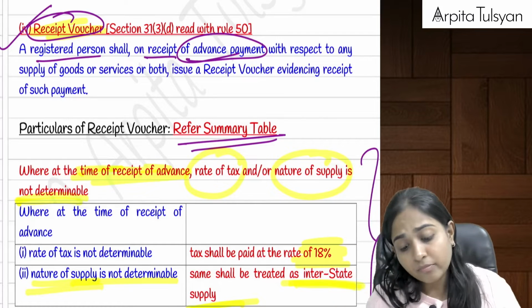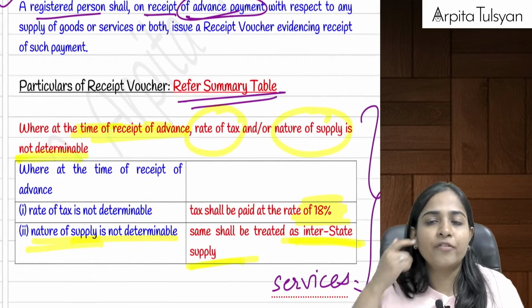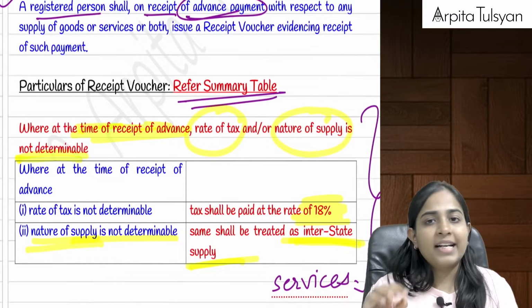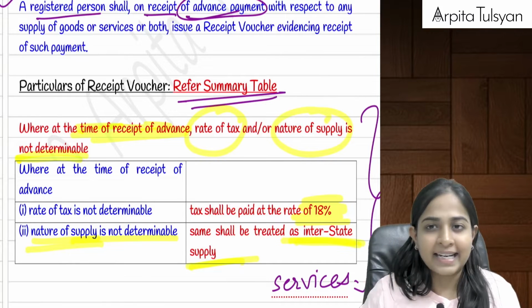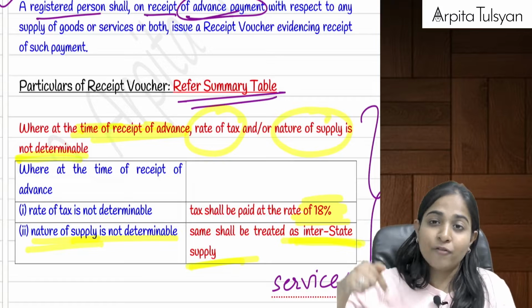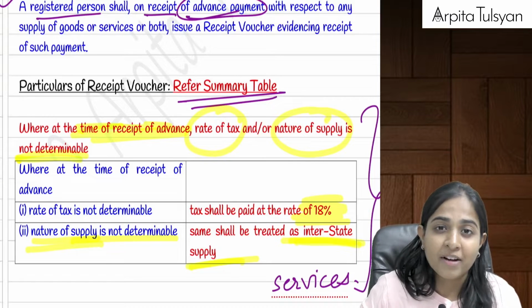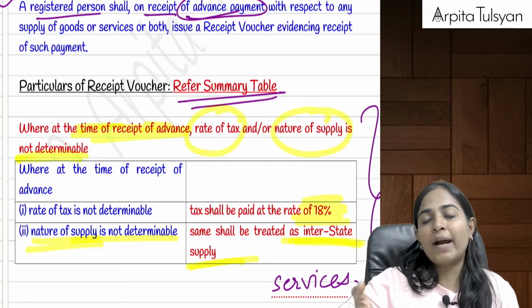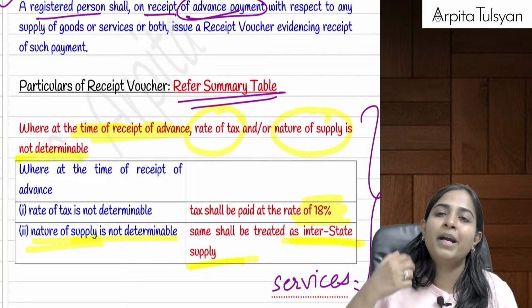Then do you recollect, in the time of supply chapter, we had studied that whenever we receive advance on goods, the time of supply does not get attracted at that time, it was exempted. But when you receive advance in case of services, you have to pay GST at the time of receipt of advance also. Now listen, what if I have promised that I am going to provide you some service later on for which you have paid me an advance?